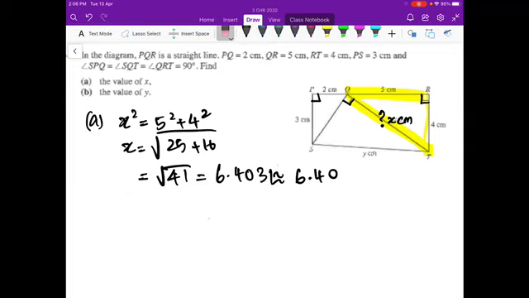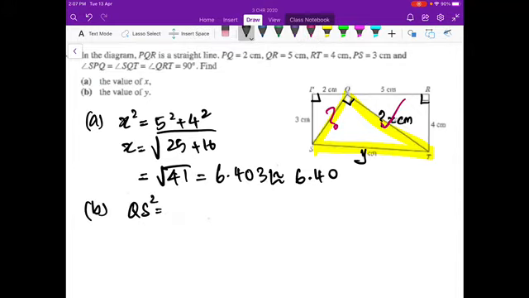Okay, 6.40, 3SF. And last one, before we go for our break. QST. Okay, yes, we need this to find y, but I only have x. I still need this. How do we find QS? PQS, yes, okay. So how do we find QS?